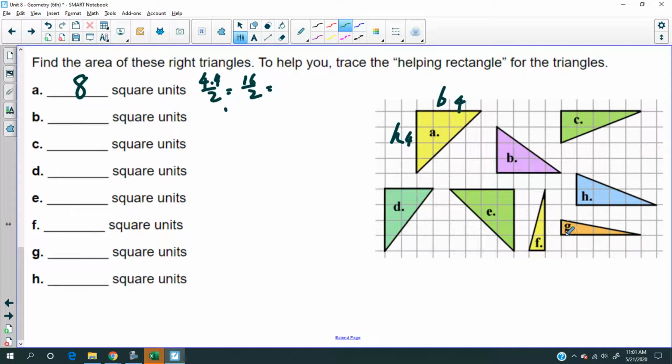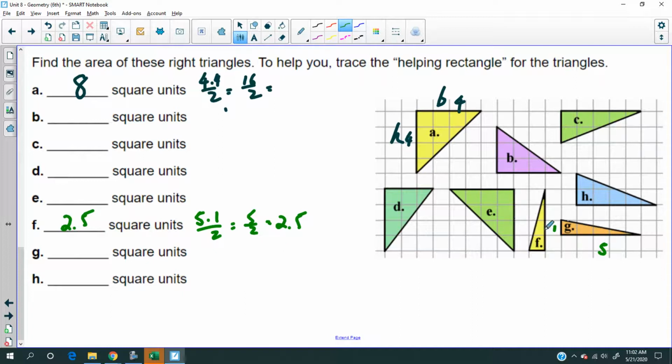I only mention that because if you look at this, what's the base? 1, 2, 3, 4. Don't stop here. 5. It includes this one. So again, 1, 2, 3, 4, 5. And the height is 1. So base times height divided by 2. That's 5 divided by 2, which is 2.5. 2.5 square units.